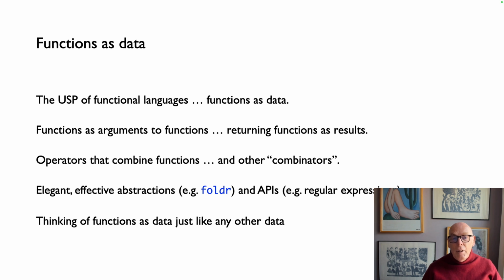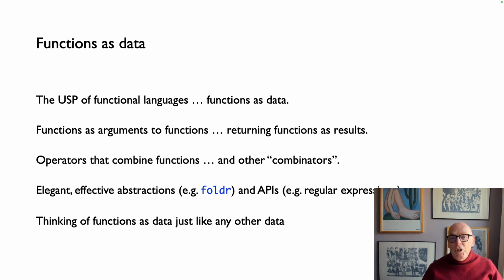They take functions and we can pass them as arguments to other functions. We can return a function as a result of a function, or indeed we can write functions that do both. They take functions and return functions. We can write operators that do that, and often we call functions that do that combinators, just for historical reasons.